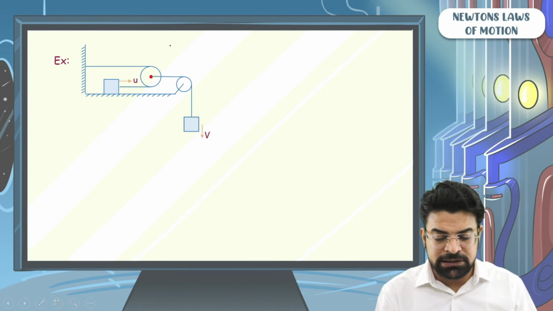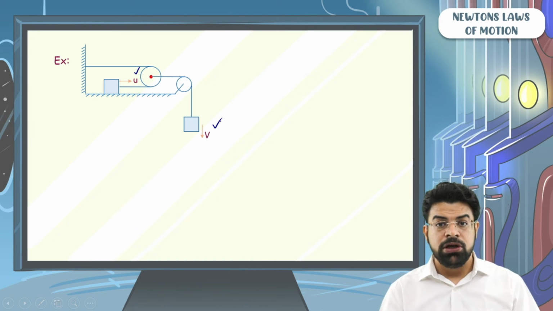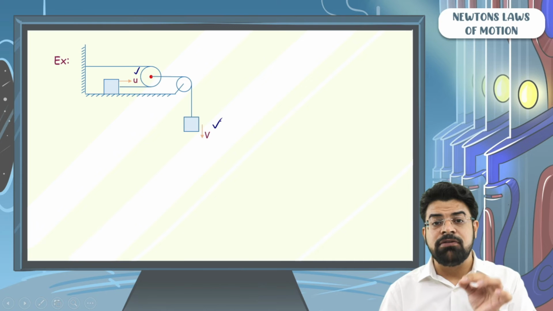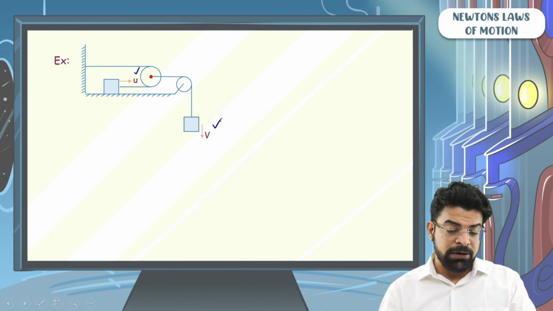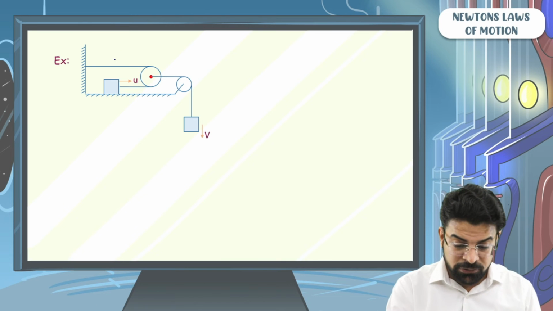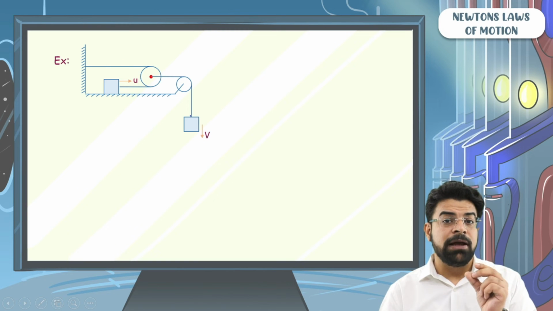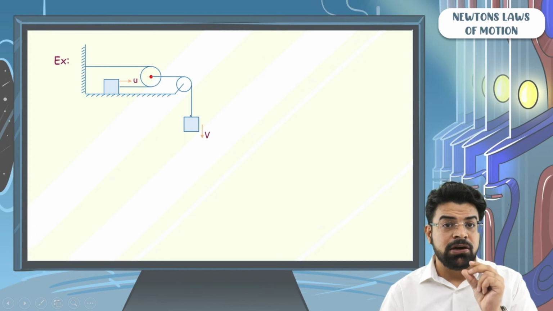Now here in this case, you need to find the relationship between the velocity u and v. You need to find the relationship between the velocity of both the blocks. But here is a problem. Here we do not have one string. We have got two strings. So we have got this first string and this second string. So in this case, we will have to apply the string constraint twice.